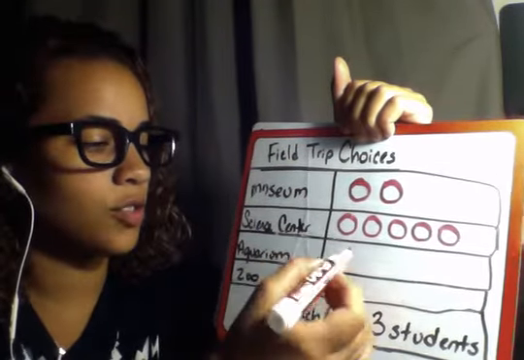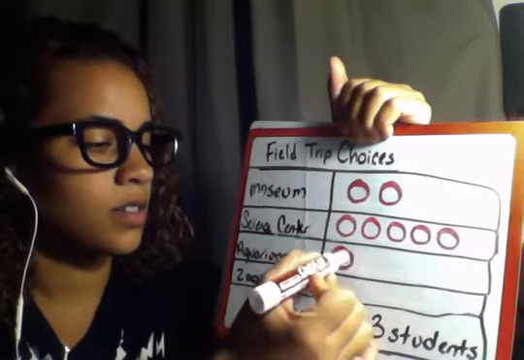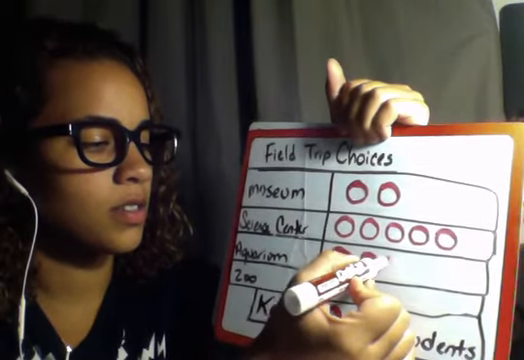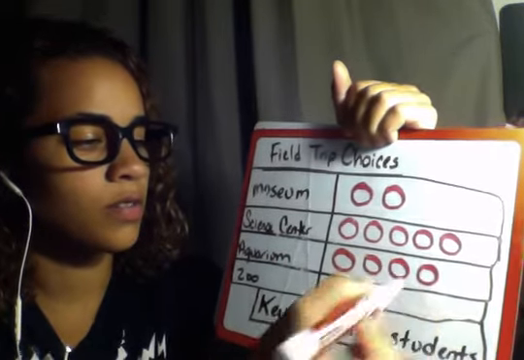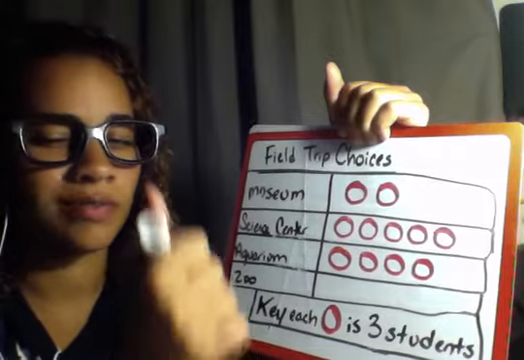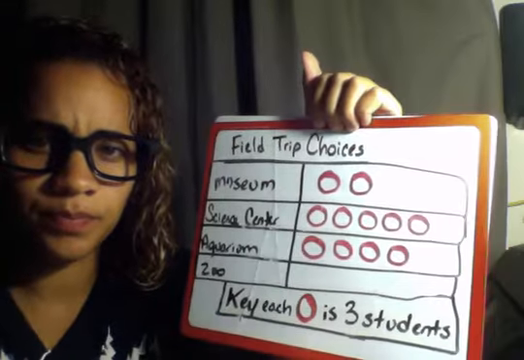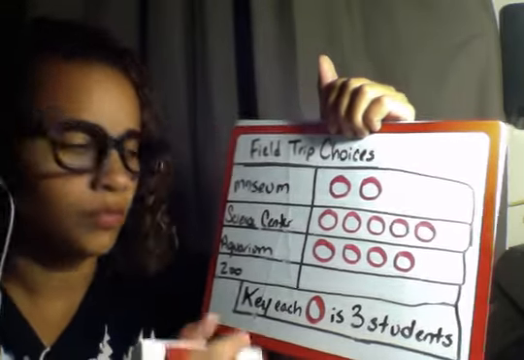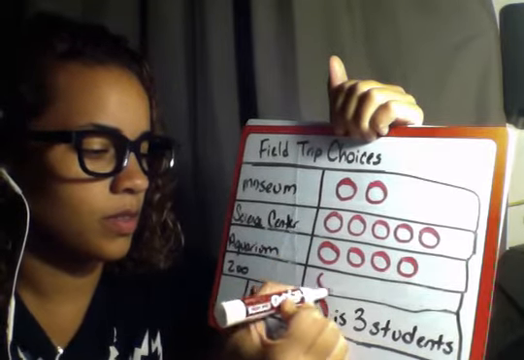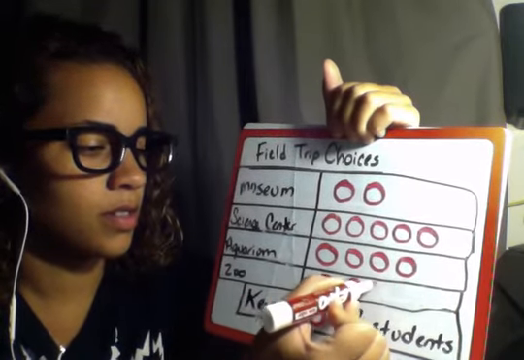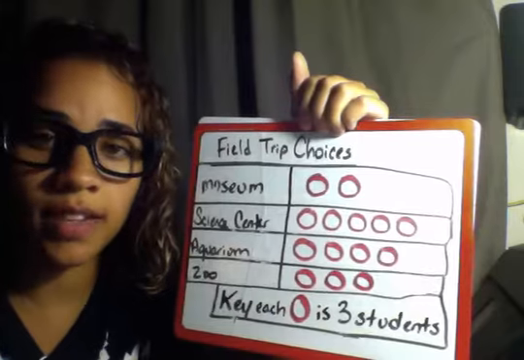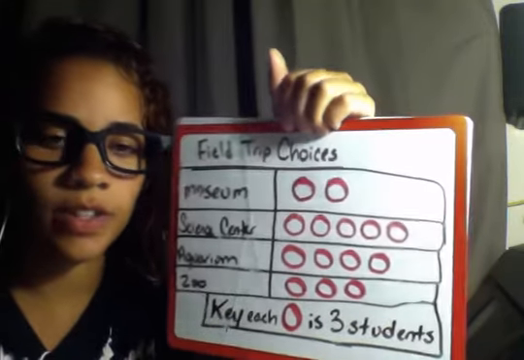Good. So let's draw it in. 3, 6, 9, 12. You said 4? Very good. And what about the zoo? The zoo has 9. So let's represent 9. How many did you put? Very good. 3, 6, 9. Did you get that? Very good.